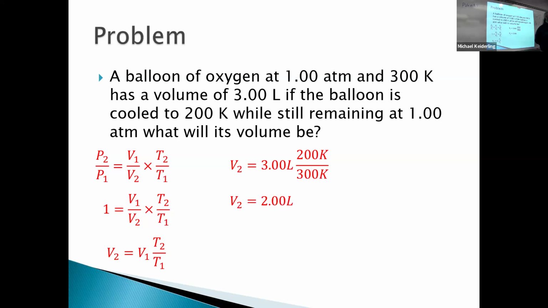We reduce the temperature by a factor of 2/3, to 2/3 its original temperature. If you keep the pressure the same, the volume will shrink by a factor of 2/3 as well.